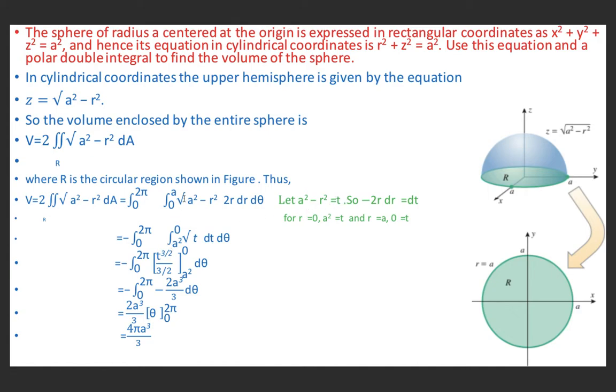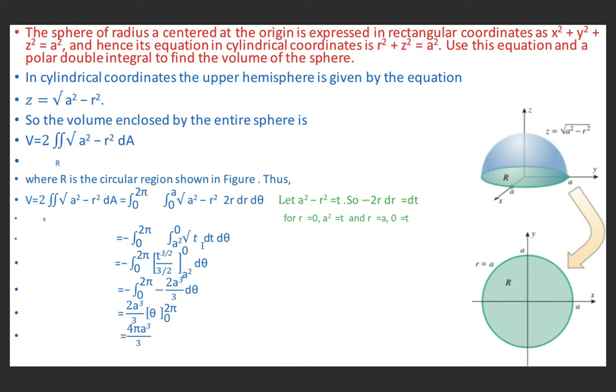On substituting a square minus r square equal to t, the integrand is under root t, and 2r dr is minus dt. So it is dt, and I have written the minus sign here, and this is d theta. Limits for theta are from 0 to 2 pi. So I have changed this iterated integral with respect to dr d theta to dt d theta on substitution.